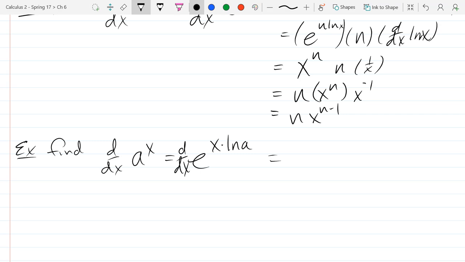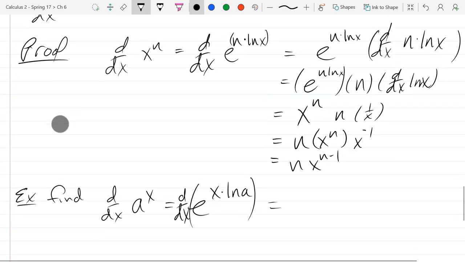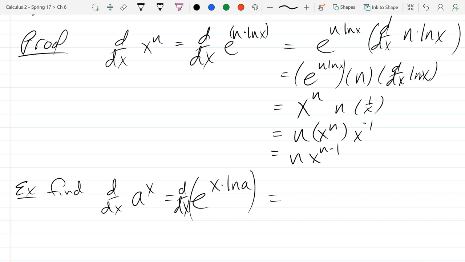So go ahead and compute this derivative now. It shouldn't be any harder than the one that I computed earlier. So it should be almost the same. In fact, you don't even really need the chain rule. It's very easy on this one. It's just constant multiple. Just remember, ln of a is a number, not a function.